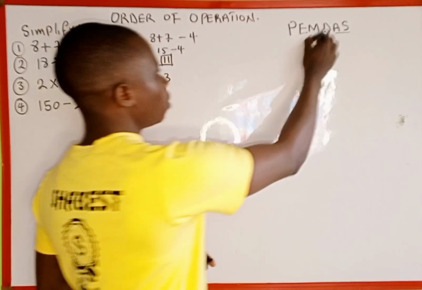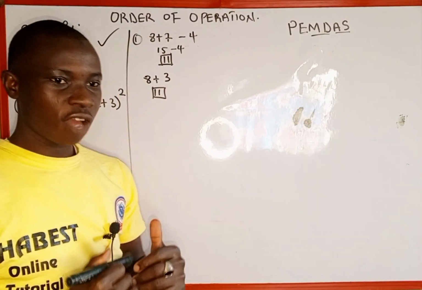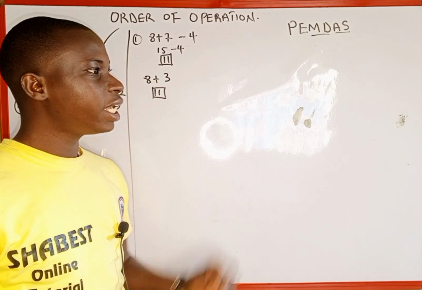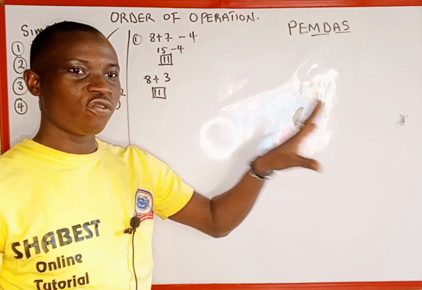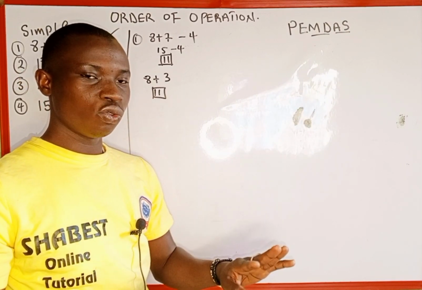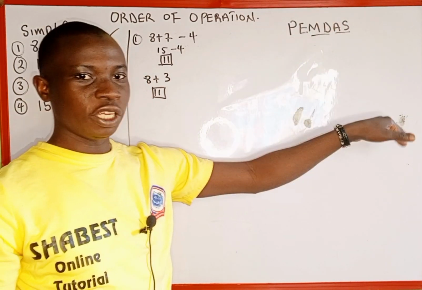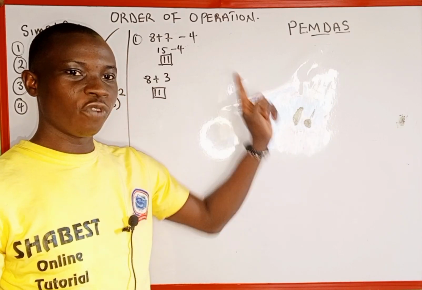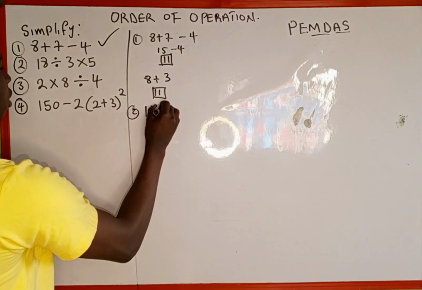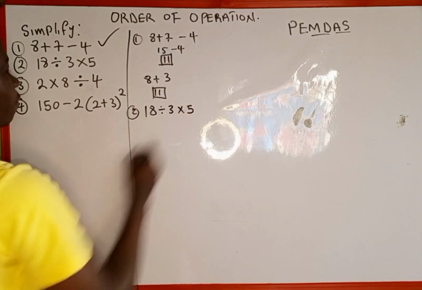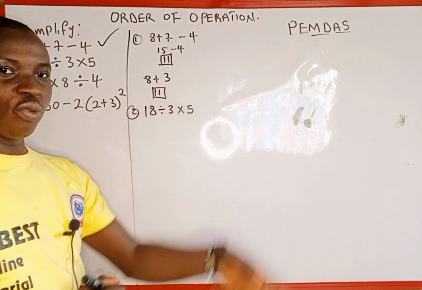So the next one we're going to look at is multiplication and division. This multiplication and division, we cannot say they have full priority, because in an expression, when multiplication comes first before division, I can say they have equal priority. Anyone you do first, you are going to arrive at the same answer. But in a situation whereby division comes first before multiplication, you must first divide before you multiply. So let's see this example 2. We are given what? We have 18 divided by 3 multiplied by 5.